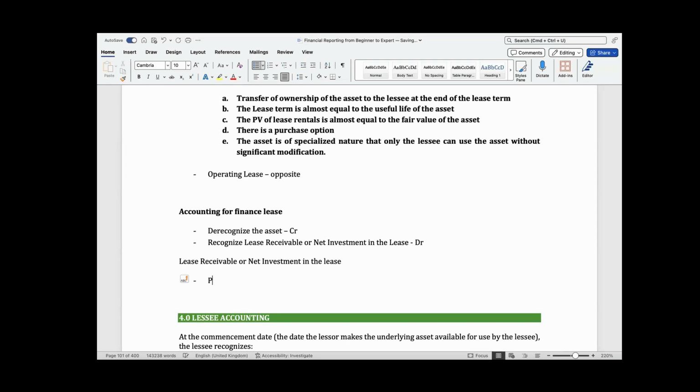So it's like the PV of unpaid lease rentals. This lease receivable is just all the rents that he is expecting from the lessee in the future, and you discount everything to present value. That's what you put in as net investment in the lease or lease receivable. And it makes sense. Everything he is expecting from the lease arrangement is the present value of the unpaid lease rentals.